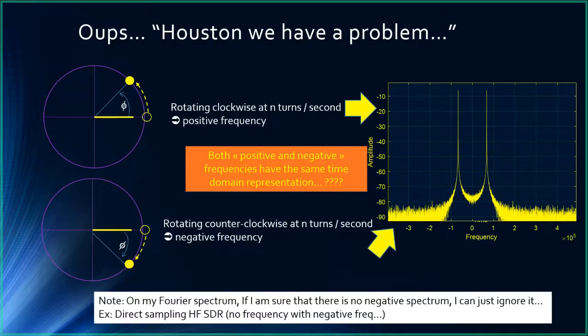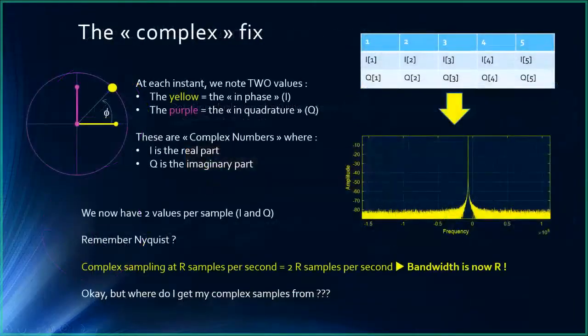And just a side note, of course, if what I'm sampling is an HF signal, I know that there's only positive spectrum, so I just don't care. But in our case, if we're sampling HF or VHF band, we wouldn't like to see these 2 things. So in fact, we have introduced something which I call a complex fix. The idea is that we will sample the signal in such a way that we know in which way it's going, if it's going clockwise or counterclockwise.